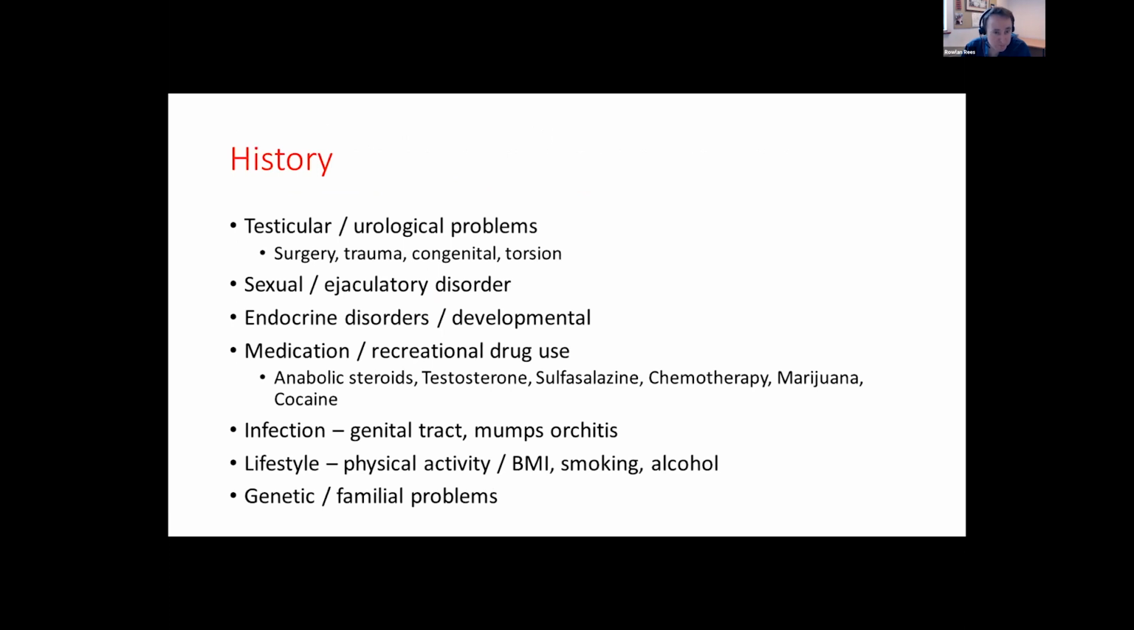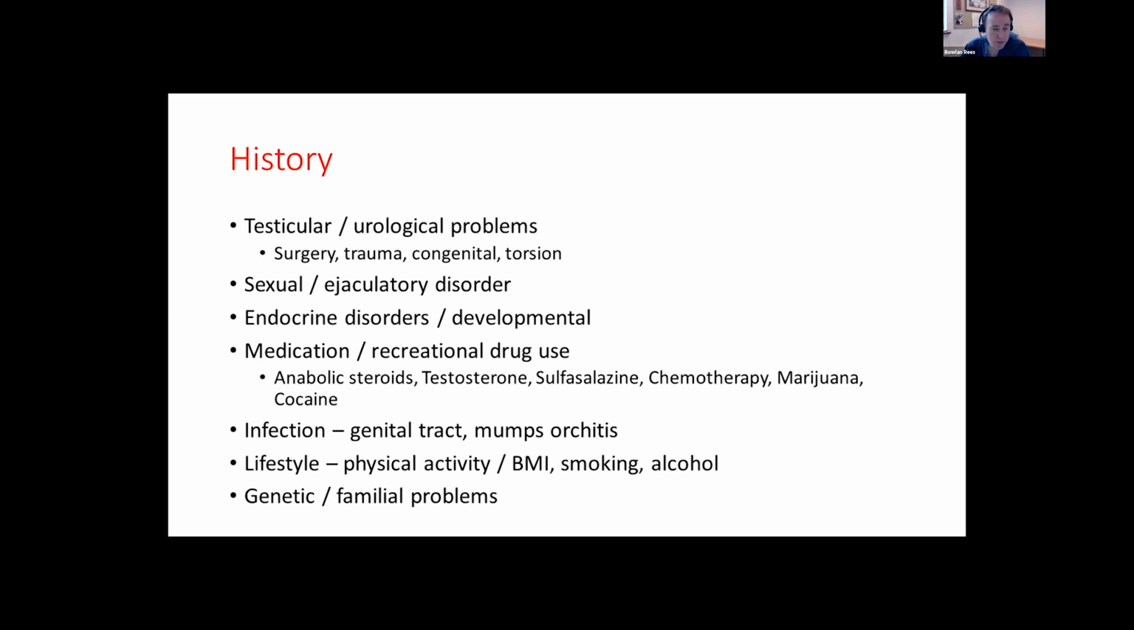In terms of the history, clearly we're going to start off by asking, have there been any testicular problems in the past? In particular, have they had surgery as a child, orchidopexy, hernia surgery, torsion, trauma to the testes, or indeed any congenital problems. Secondly, are there any sexual or ejaculatory symptoms or difficulties? Is there any history of endocrine disorders, particularly growth development issues? Have they had any hormone therapy in the past?